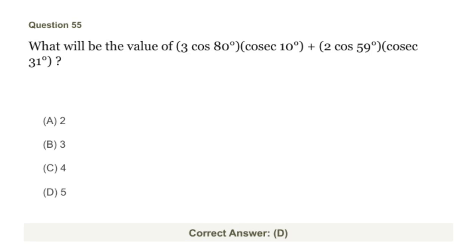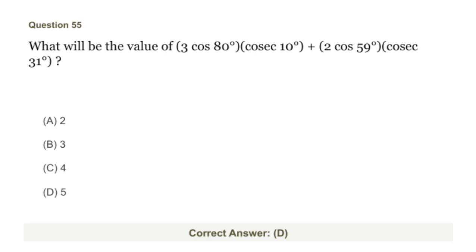Let's analyze the expression carefully. 3 cos 80 degrees cosec 10 degrees, plus 2 cos 59 degrees cosec 31 degrees. Notice how these angles are complementary, 80 degrees and 10 degrees, 59 degrees and 31 degrees. This is a common pattern in trigonometry that often simplifies calculations.